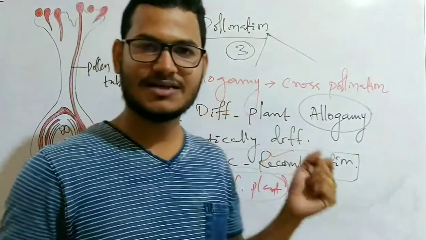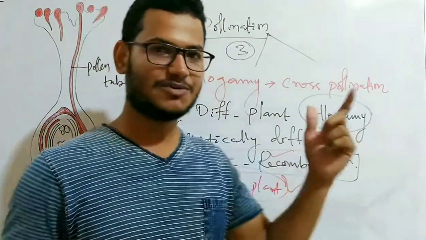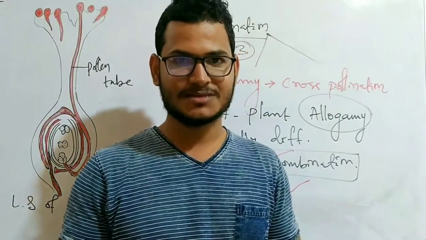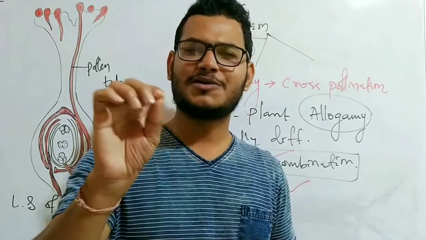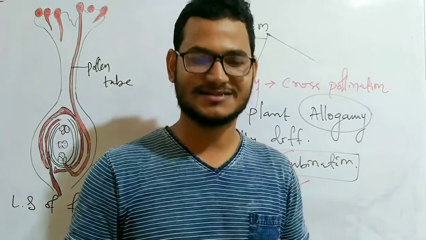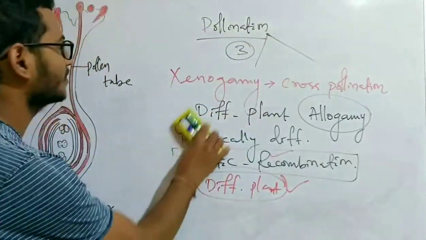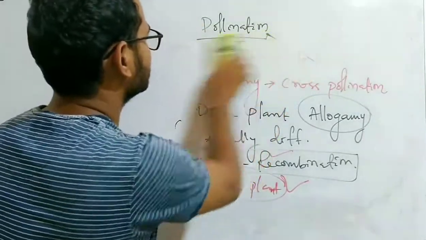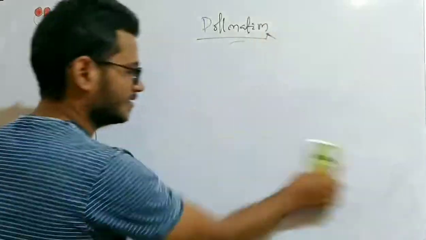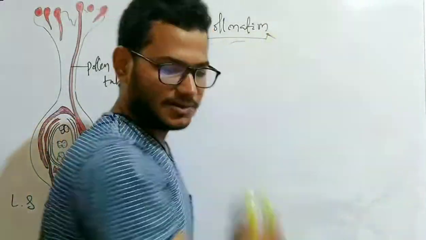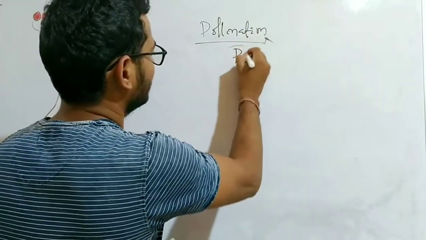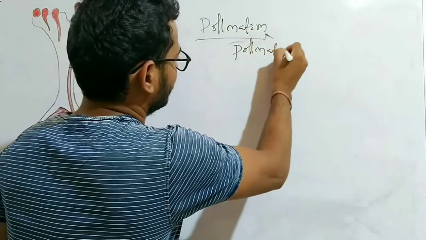Two are self-pollination, autogamy and geitonogamy, and the third one, xenogamy, is cross-pollination. Now we are going to discuss the various pollinating agents. What are the agents of pollination? Let's see who are the agents responsible for causing pollination. We can categorize them into two types. The pollination takes place by pollinating agents.